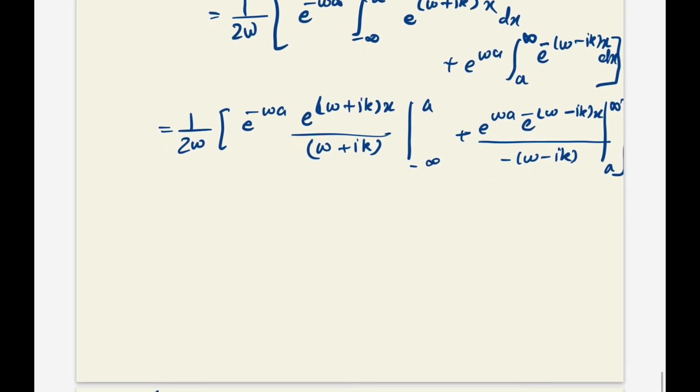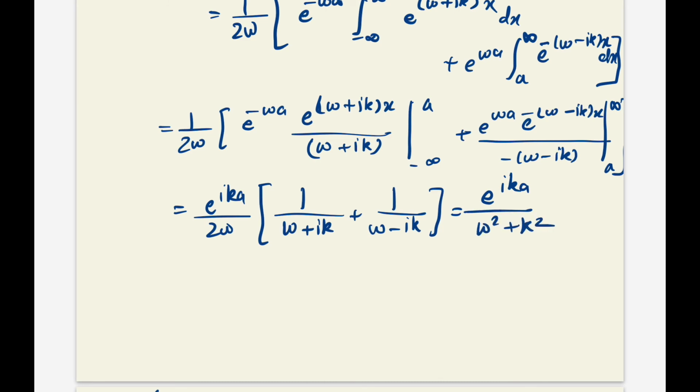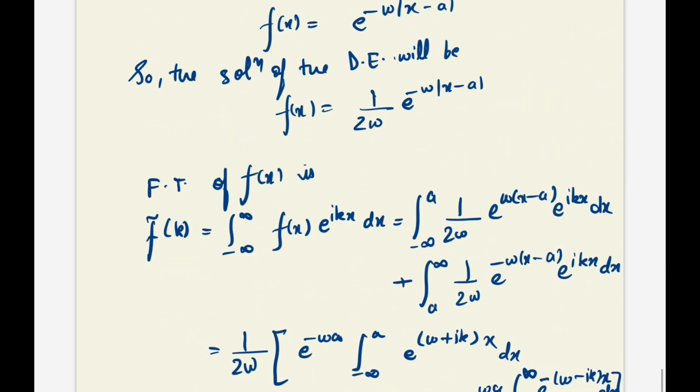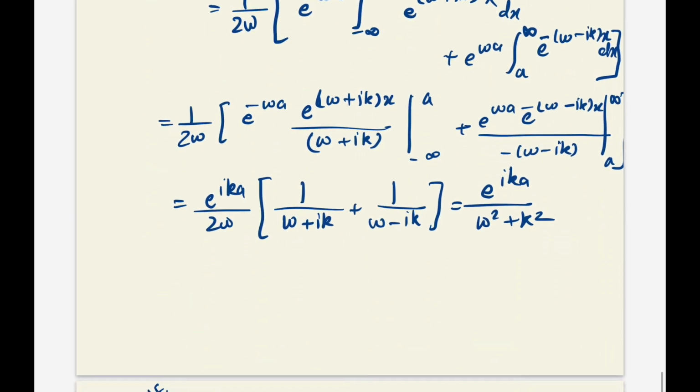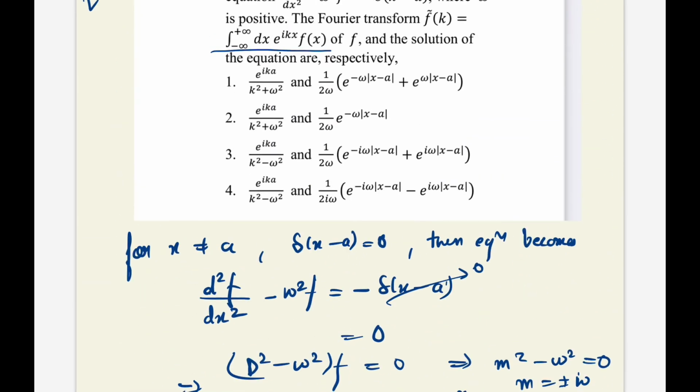Okay, now e to the power ika by 2 omega, 1 over omega plus ik plus 1 over omega minus ik. This becomes e to the power ika over omega square plus k square. So what we see is option 2 is obviously correct. We already knew it from the solution of the differential equation only. So option 2 is the correct answer.